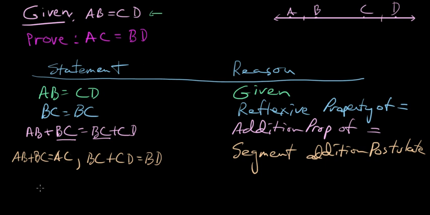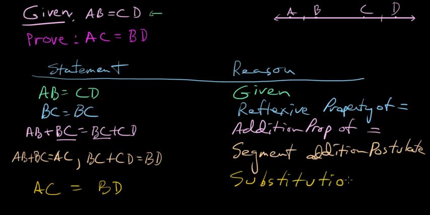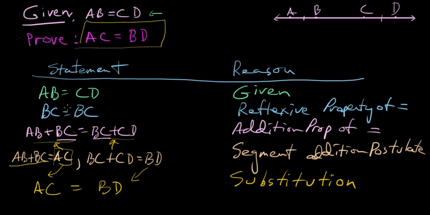And finally, I can say AC equals BD. How do I know that? Because of substitution. What did I substitute? Look, AB plus BC is what I had here. I said that this is equal to this, right? Well, AB plus BC is actually equal to AC. So I've substituted that for that. Same thing here. I substituted that for that. Got it? So AC equals BD. That's what we set out to prove, isn't it? AC is equal to BD.